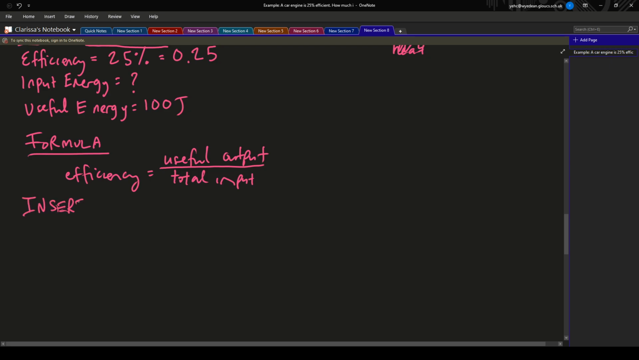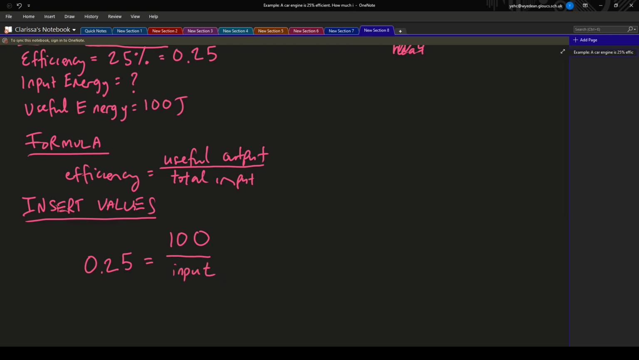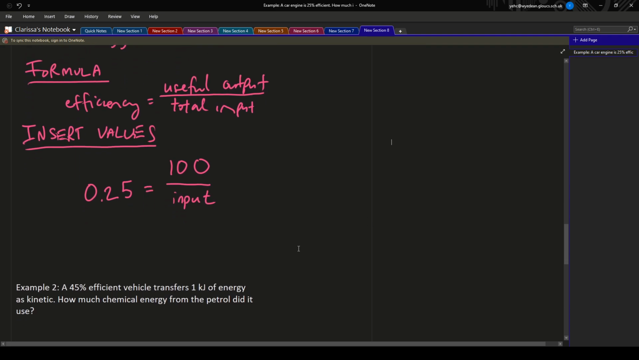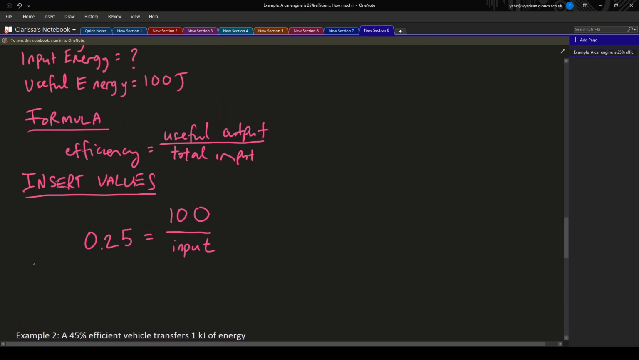I insert values. So efficiency, I have a value for efficiency. Remember, I want to put the decimal in. So 0.25 is equal to useful output. I have a value for useful output, 100. Total input, I don't have. So I'm going to leave it as input there. Okay, now to rearrange for input.